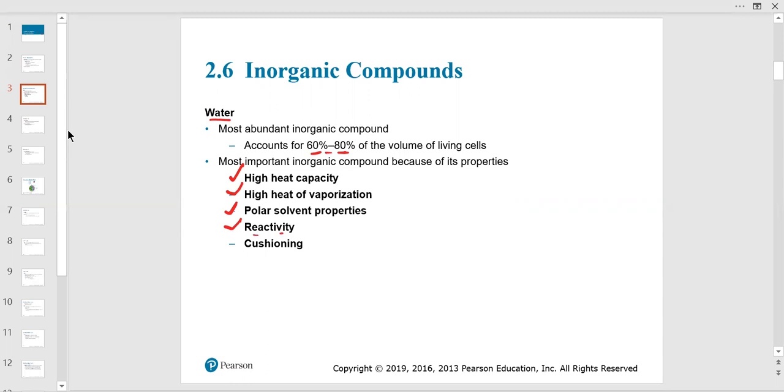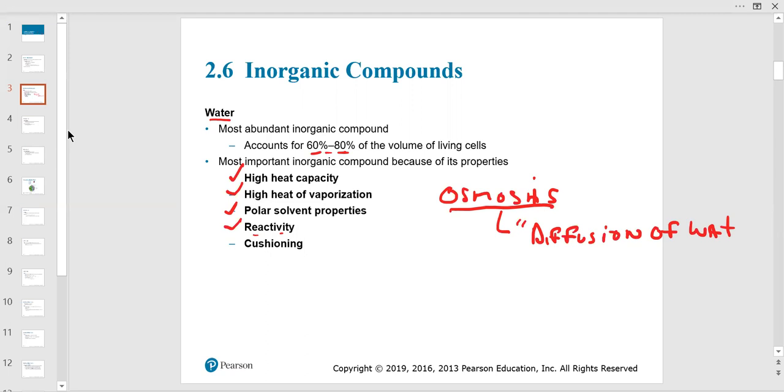And we'll talk about something called osmosis when we go to the cell membrane. Osmosis is the diffusion of water. It means the movement down its gradient from high concentration of water to low. That's really all that means. So when you hear osmosis, think water. That's why I brought it up here. So that's part of the reactivity, yes, but also the water with the free hydrogens and the polarity and being the universal solvent is for a lot of reactions to happen.